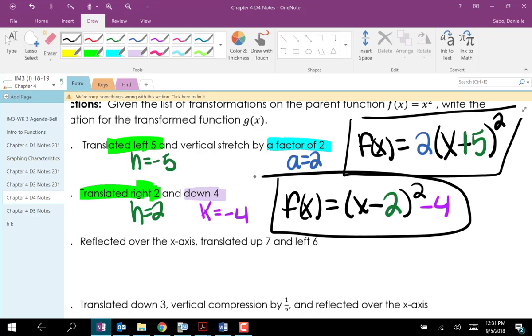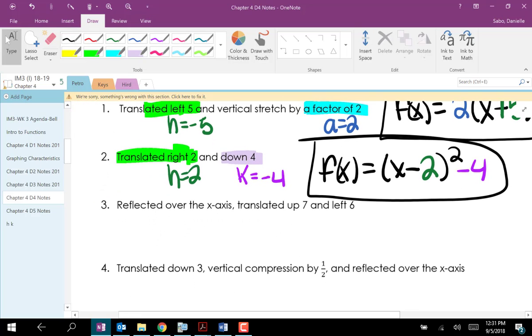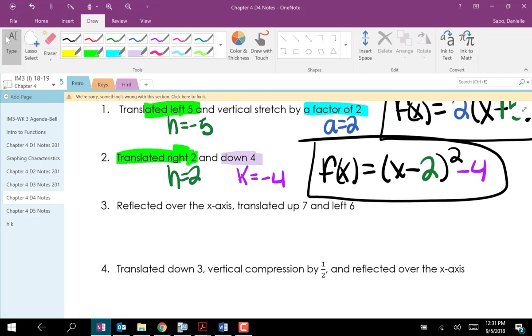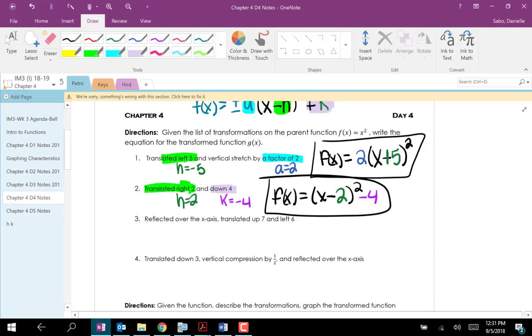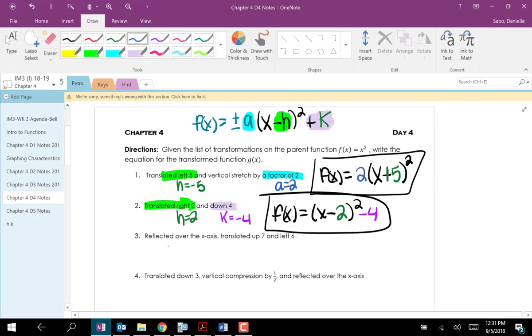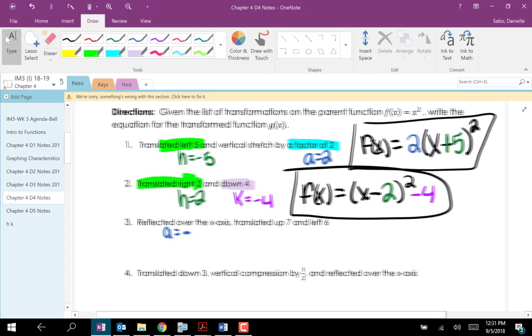Questions? Okay, let's talk about this next one. Reflected over the x-axis. If I reflect over the x-axis, I must put a negative all the way out in front, which really means I'm just putting a negative wherever the A value is. So that A value is just going to have a negative number. So I'm just going to put A equals a negative, because really, I'm not going to put a number there yet because we're not stretching or anything. Okay?